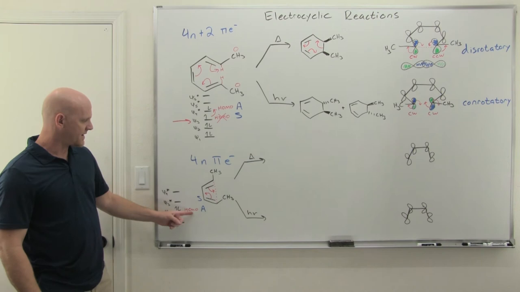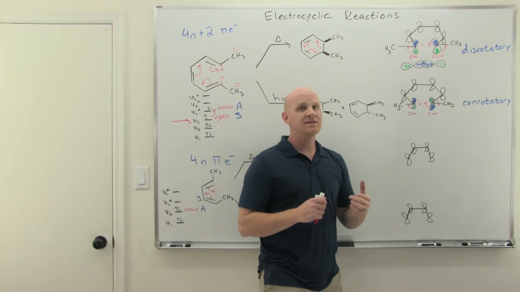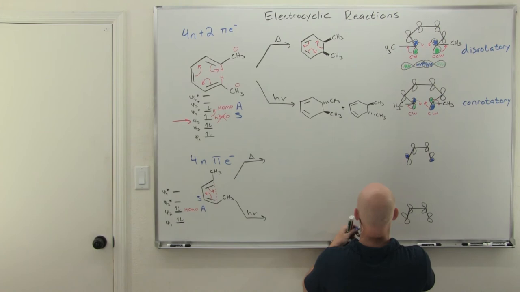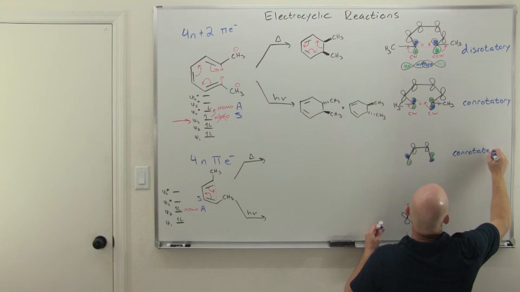And again, you could draw the entire psi 2 molecular orbital, and it's on your study guide. However, the only part that matters for predicting stereochemistry in your product is just the ends, where the new sigma bond is going to be created. In this case, with it being anti-symmetric, the ends don't match. And when you've got an anti-symmetric molecular orbital, we learned that that's when conrotatory is allowed and disrotatory is forbidden.